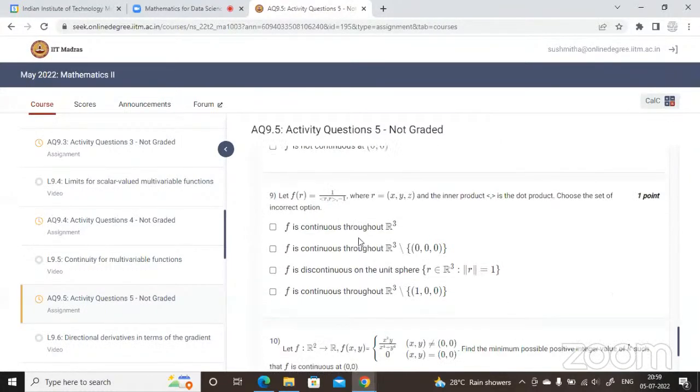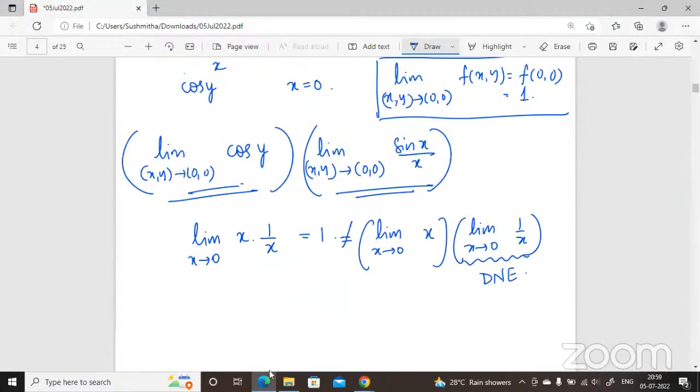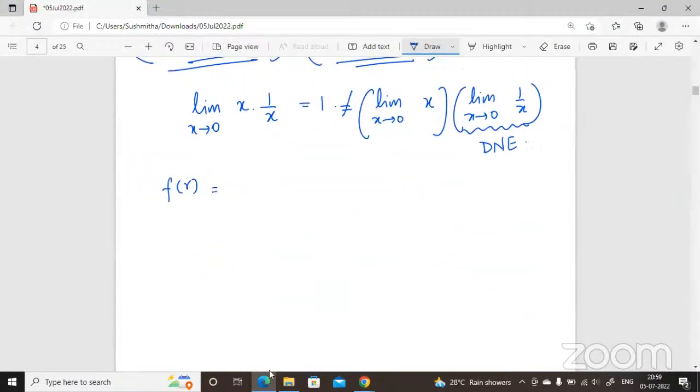Question number 9. So what is the problem in this question? I can't find the answer. Here the dot product is given. So how do we find the continuity of this? So you have a function like this, f of r. It's a scalar function of one variable, right? Yes.